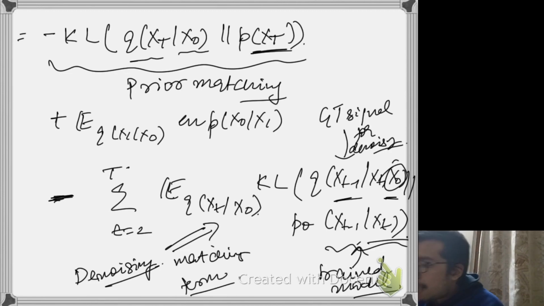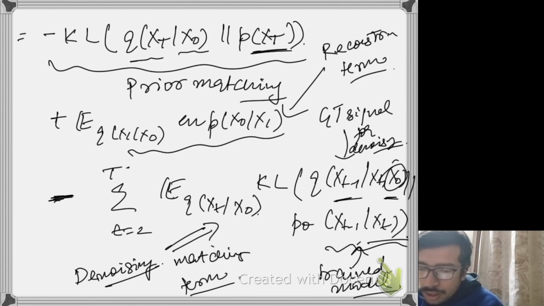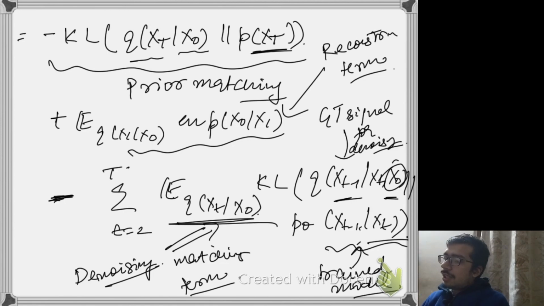Okay, so we have a prior matching term, we have a denoising matching term, and then we have this reconstruction term. So there are these three terms which we have. We can try to optimize the sum of all these terms, right? The interesting thing is that this is an expectation only over one latent variable, which is x_t given x_0, and the KL divergence is between q(x_{t-1} | x_t, x_0) and p_theta(x_{t-1} | x_t).